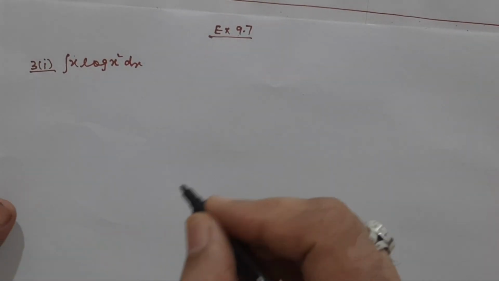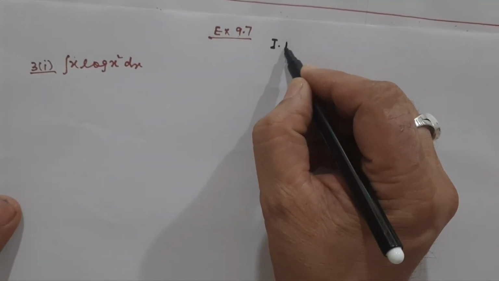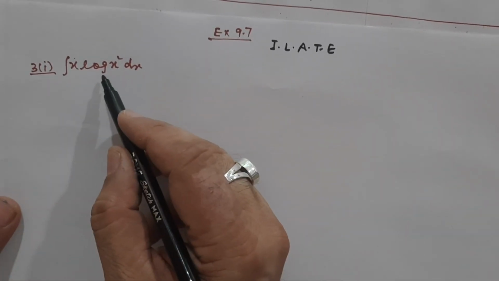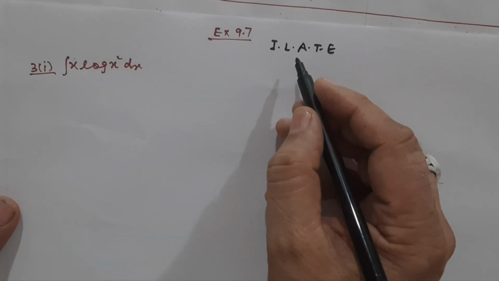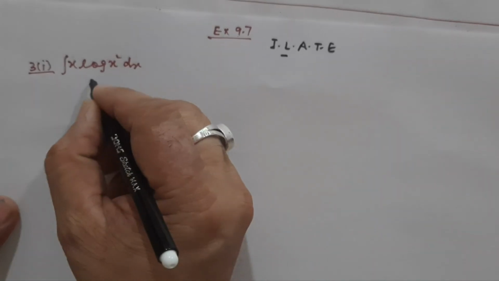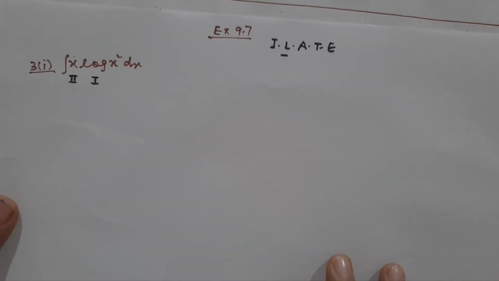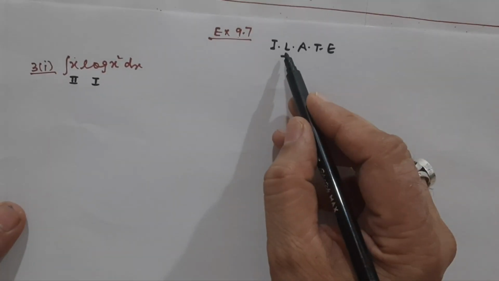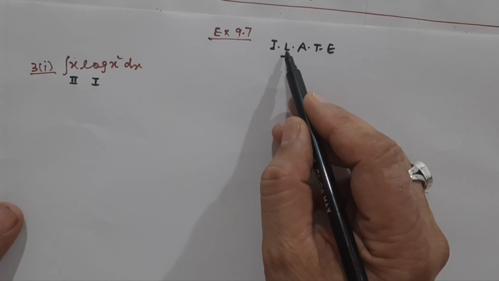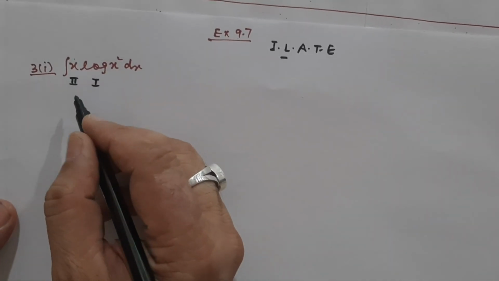Now students, as I told you, according to ILATE, x is an algebraic function and log x square is a log function. So according to ILATE, log can be taken as the first function and the algebraic function will be taken as the second function, because L comes first and A comes after the log function. So we take log x square as the first function and x as the second function.